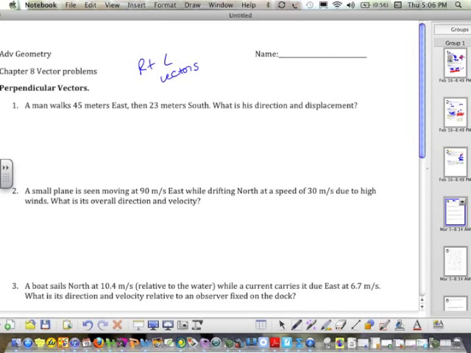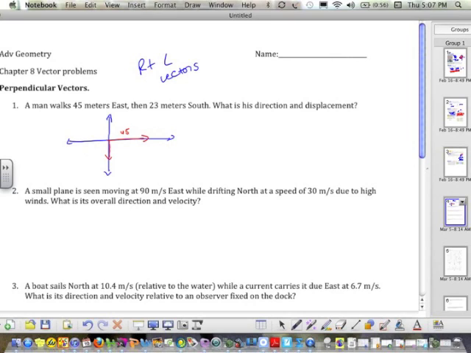A man walks east 45 meters. So here's him walking east 45 meters. And then he turns south 23 meters. Now at first I'm going to write it at the origin just to show you something. I could write it at the end of the 45, which is probably what I would do if I was doing this problem on my own. I just want to show you something.